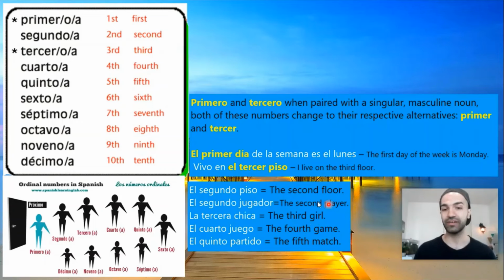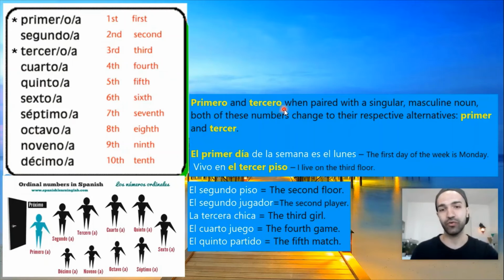The third girl. Girl is chica. Chica is feminine, so we say tercera. La tercera chica, the third girl. The fourth game. Game is juego and it's masculine. Fourth, cuarto. So el cuarto juego. The fifth match. Match is partido and it's also masculine. So we say el quinto partido.